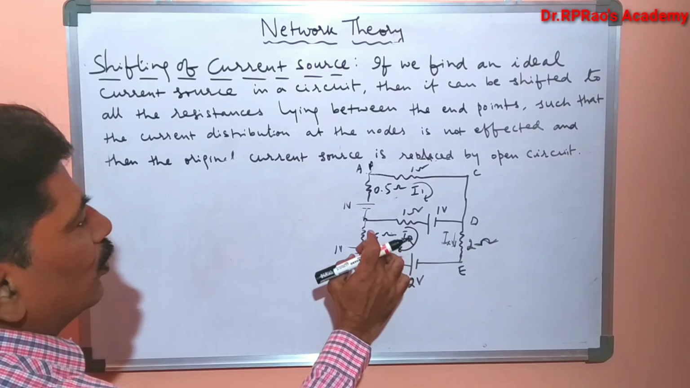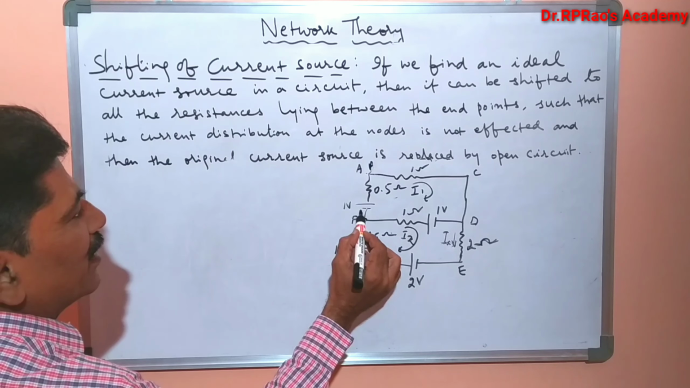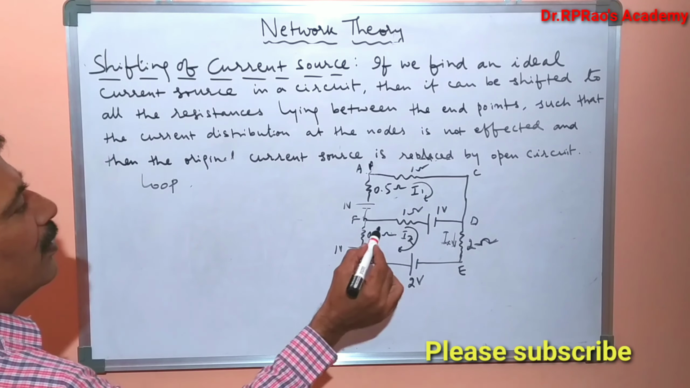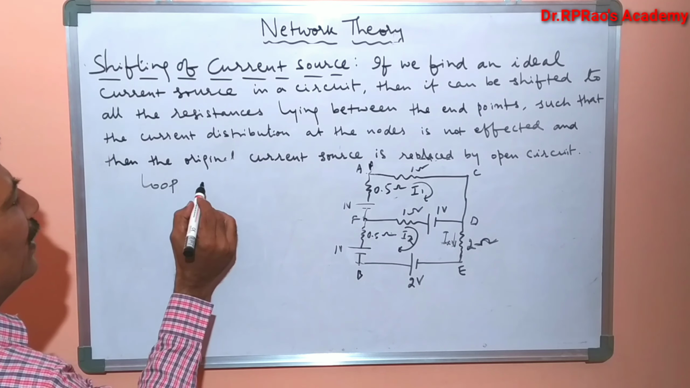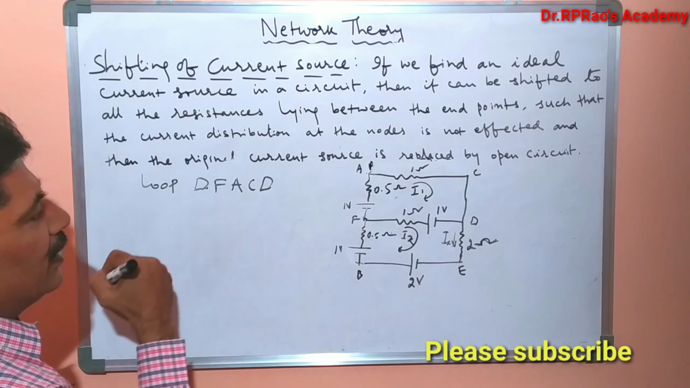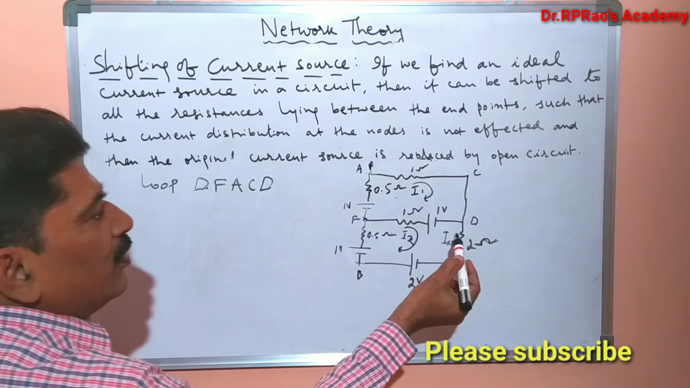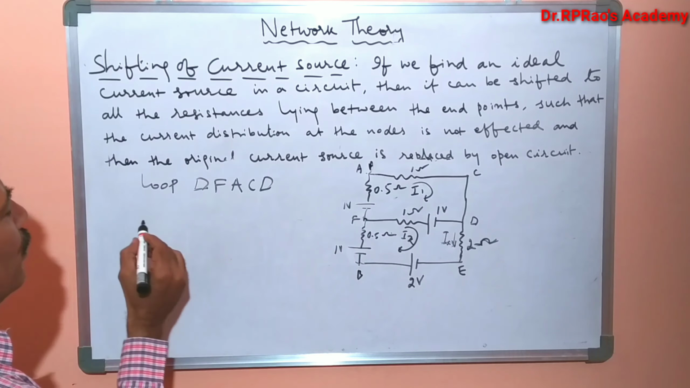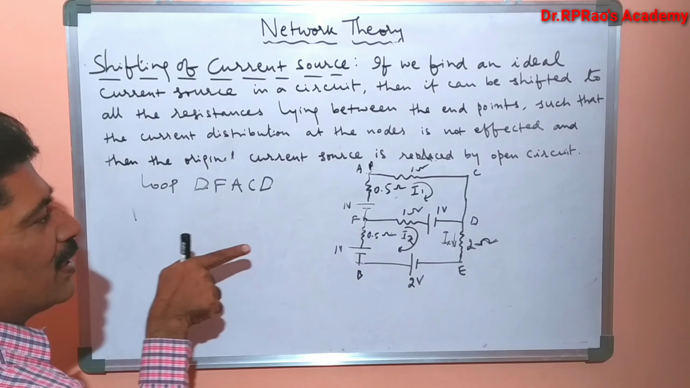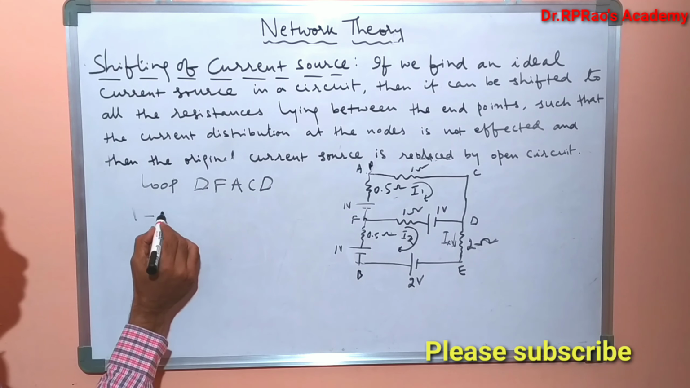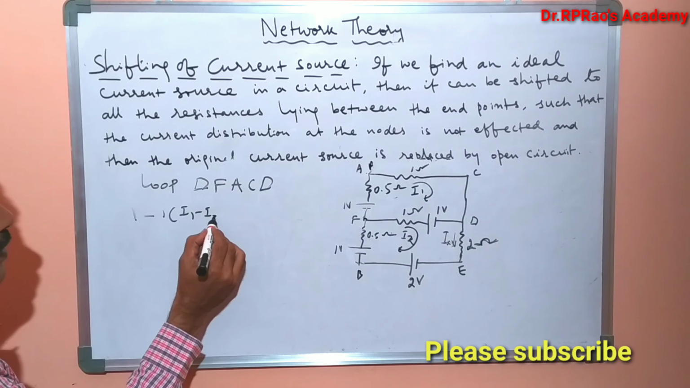Applying KVL to this loop, A, B, C, D, E, let this be F. Consider the loop, start from D, F, A, C, D. In this loop, if we move from D to F, there is rise in potential. Okay, so plus 1. And in this branch, what are the currents flowing? I1 is moving in this direction, I2 is moving in the opposite direction. So the net current which flows from D to F is I1 minus I2. So minus 1 into I1 minus I2.